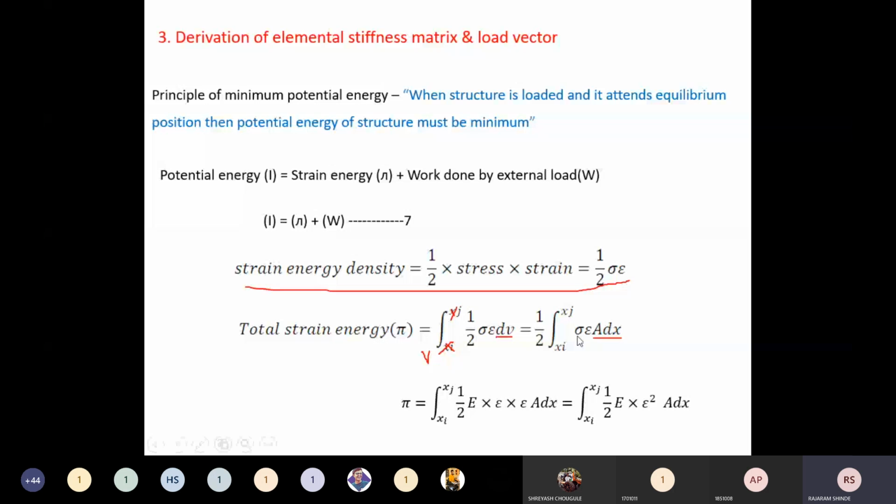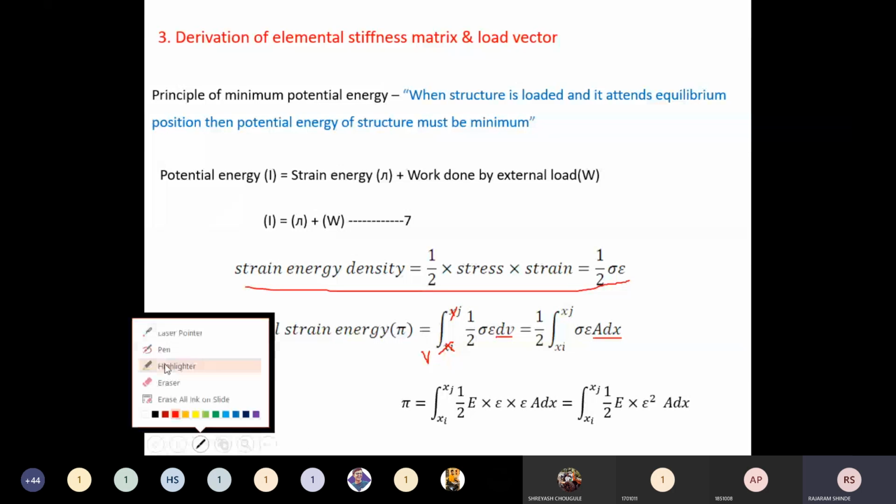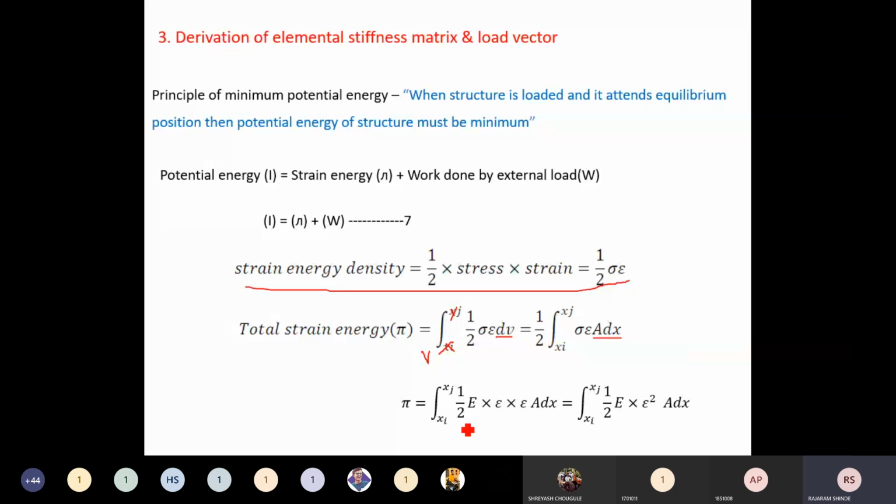Now stress is the product of modulus of elasticity and strain. This also you know. So your equation becomes half of modulus of elasticity into strain. This is your stress sigma into strain over ADX. Have you got it? Now when we take the product of these two, it becomes epsilon square, that is strain square, that is half of E into strain square.